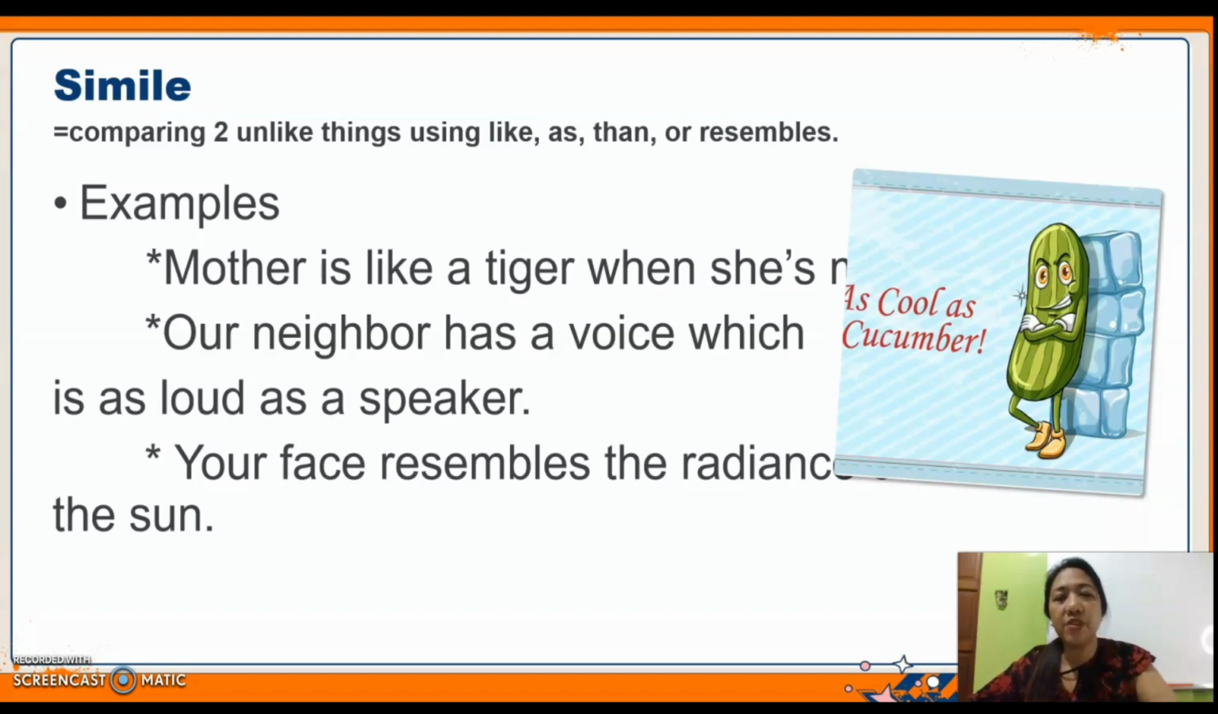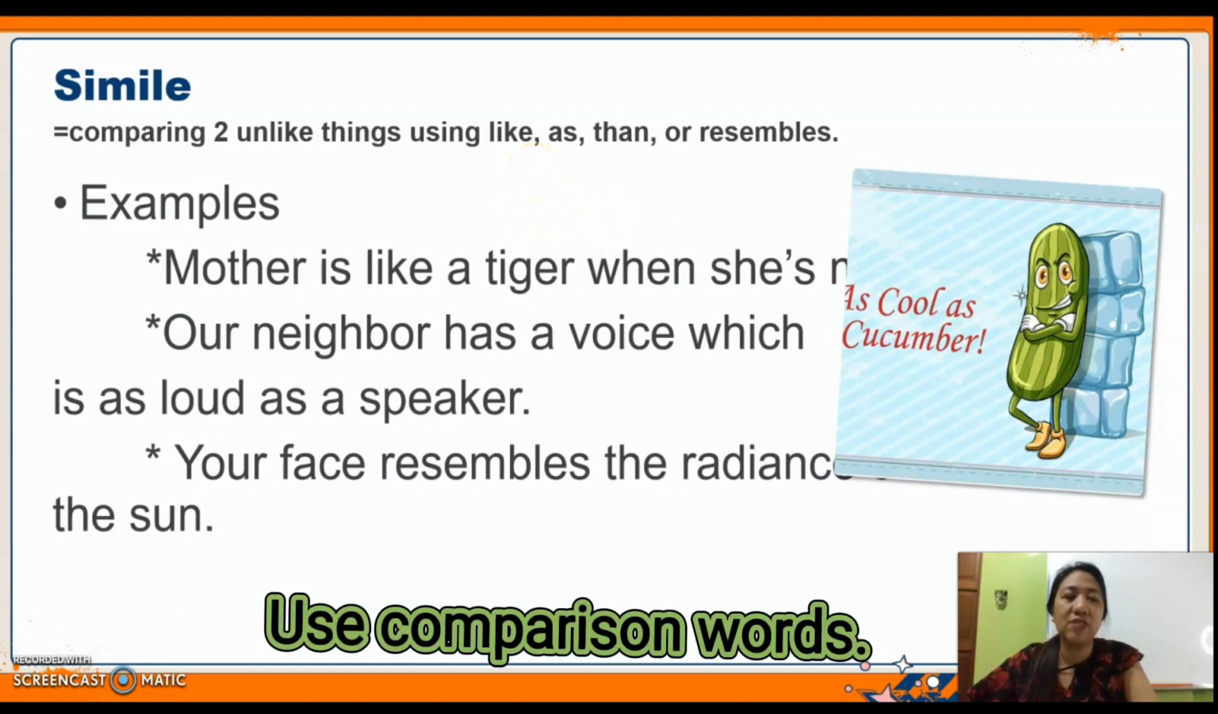Another confusing pair is simile and metaphor. Simile is the comparison of two unlike things using like, as, than, or resembles. So if you use simile, be sure that you are really comparing two unlike things, meaning a person to a thing or an animal to a person. Okay? It's very easy to identify because you're just going to use the comparison words like, as, than, or resembles.